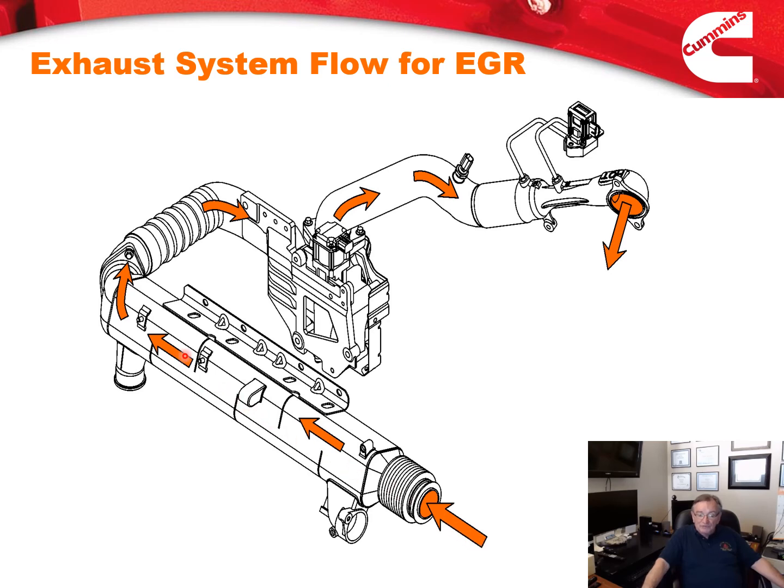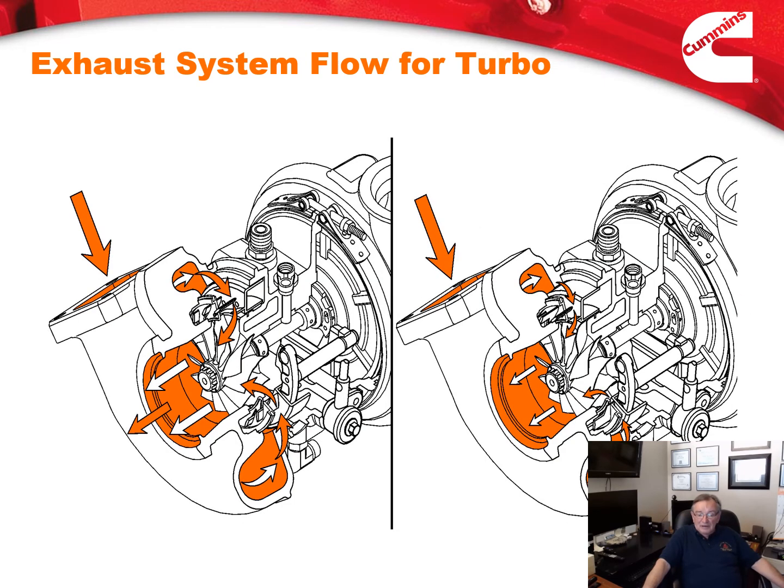The exhaust system flow for the EGR has exhaust gas going through the EGR cooler. It's going through the controller, and it's going to put a percentage of the EGR into the intake to cool the combustion temperatures. The turbo is showing how the exhaust flows through the turbo from the turbine to the impeller of the turbo that's on the Cummins engine.